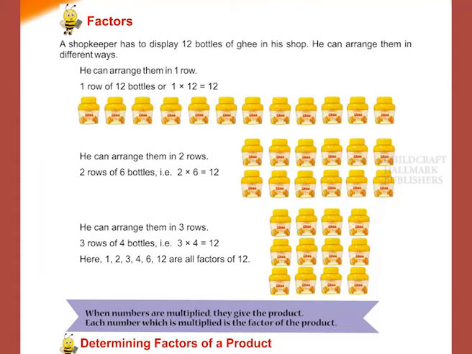Chapter 1. Factors and Multiples. Factors. A shopkeeper has to display 12 bottles of ghee in his shop. He can arrange them in different ways.